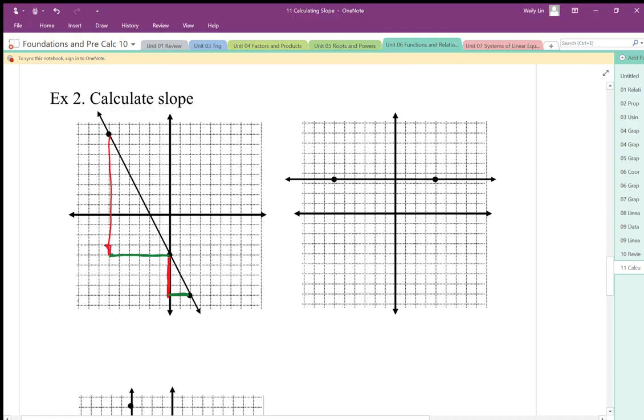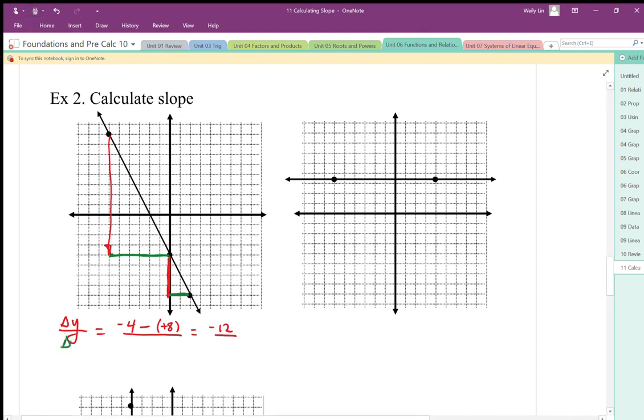Now we could also calculate our change in y as the change in the y position. So we ended up at -4, and we're going to subtract +8. The difference in those two coordinates is going to give us the rise, or in this case, the fall.